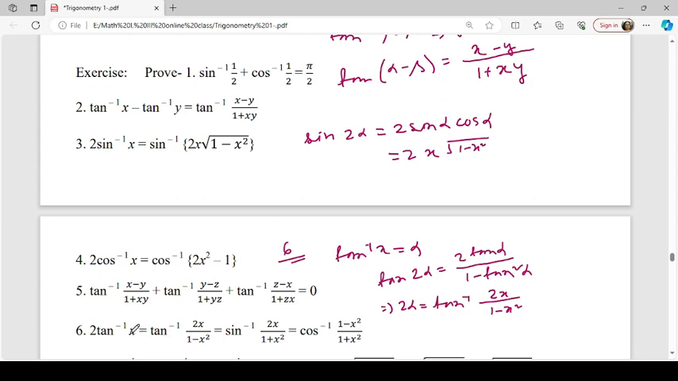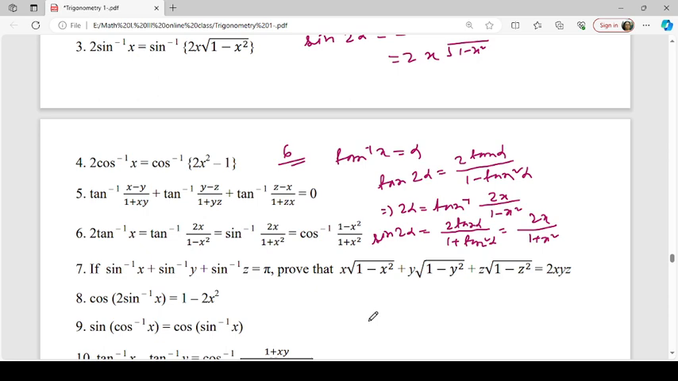This is for the second part. We have to find sine of twice alpha. In terms of tan, sine of twice alpha is 2 tan alpha by 1 plus tan square alpha, which is equal to twice x by 1 plus x square. So twice alpha is sine inverse of twice x by 1 plus x square. Similarly, cos twice alpha is 1 minus tan square alpha by 1 plus tan square alpha.